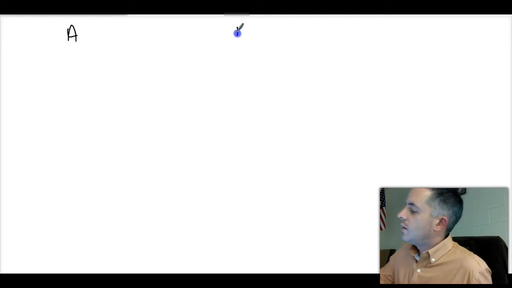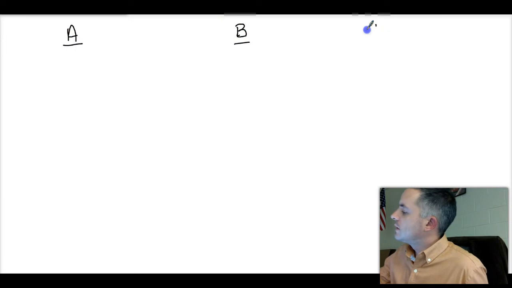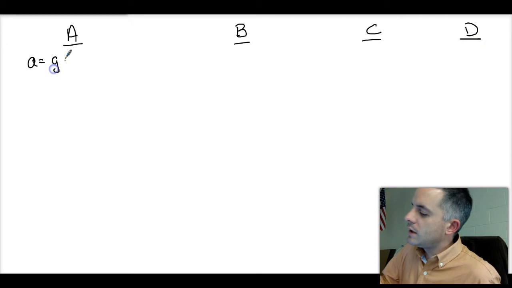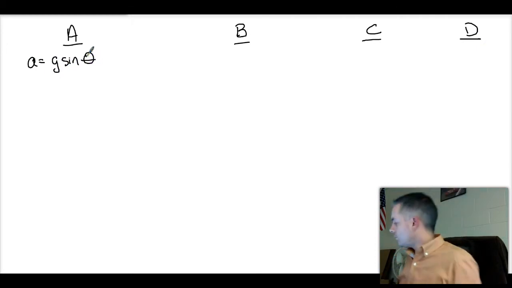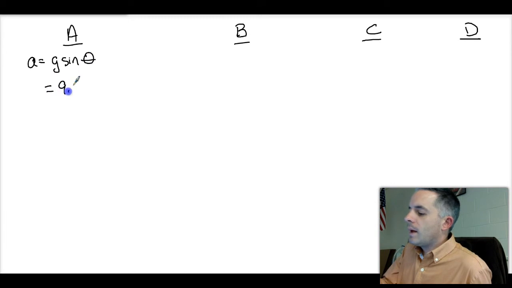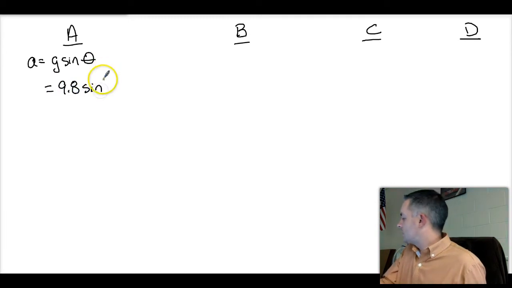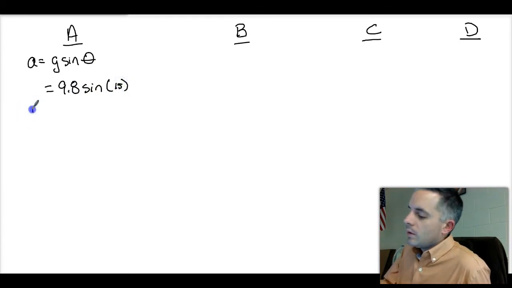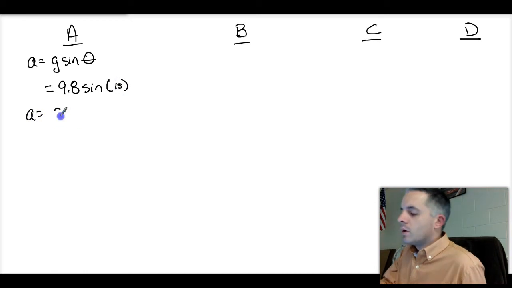So the first thing I want to do is find out what exactly the accelerations are. So we have four vehicles: vehicle A, vehicle B, C, and D. So we'll go through. We know that a is equal to g sine theta. And when we do that, we get 9.8 sine of 15. We find that the acceleration is going to be equal to 2.54 meters per second squared.